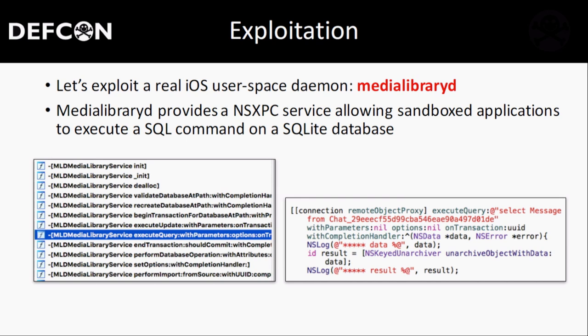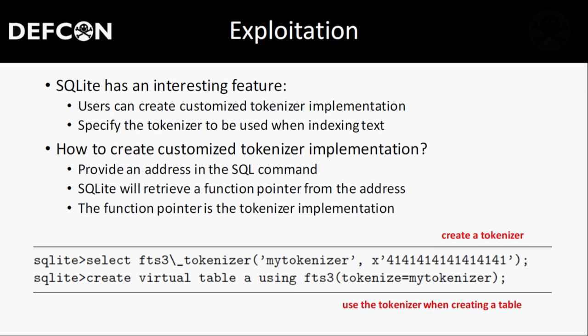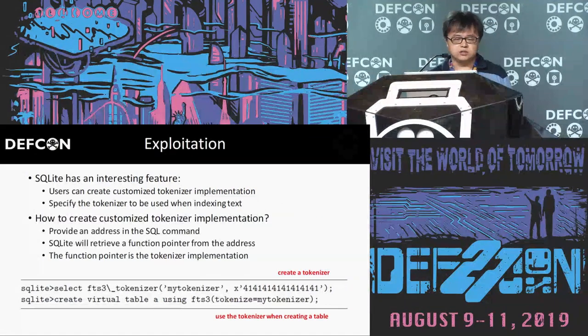In the right figure, you can write code like this to execute some SQL commands on a SQL database. SQLite has a very interesting feature, which is that users can create a customized tokenizer implementation and specify the tokenizer to be used when indexing text. So how to create a customized tokenizer implementation? We can provide an address in the SQL command, and SQLite will retrieve a function pointer from the address. And the function pointer is exactly the tokenizer implementation.